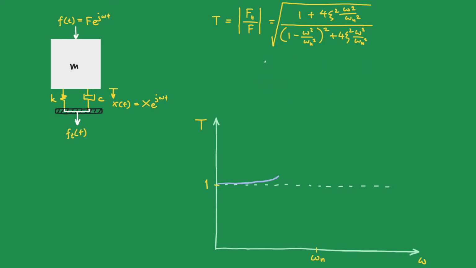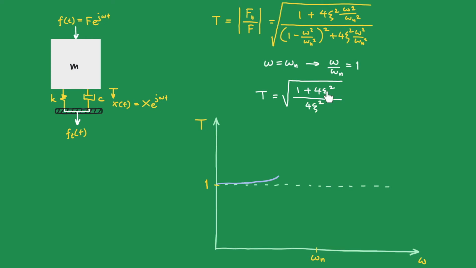Now let's see the second case, where the excitation frequency is the same as the natural frequency, or omega over omega n equals 1. Here omega over omega n is 1, so we have 1 plus 4 zeta square. And for the denominator, this 1 minus 1 equals 0, and this is 1, so we have only 4 zeta square.